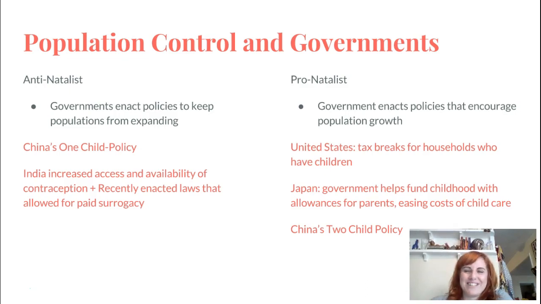A two-child policy where now you can have 2 children in China.